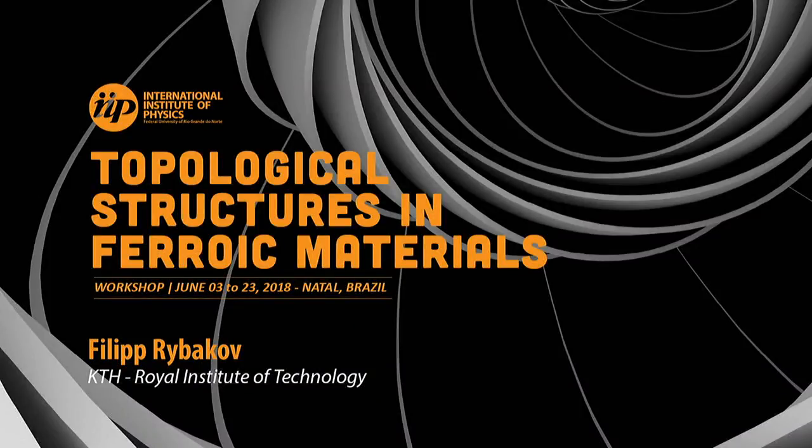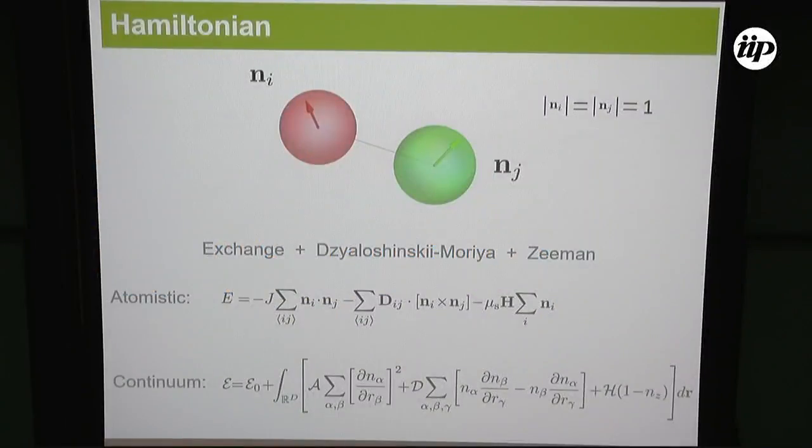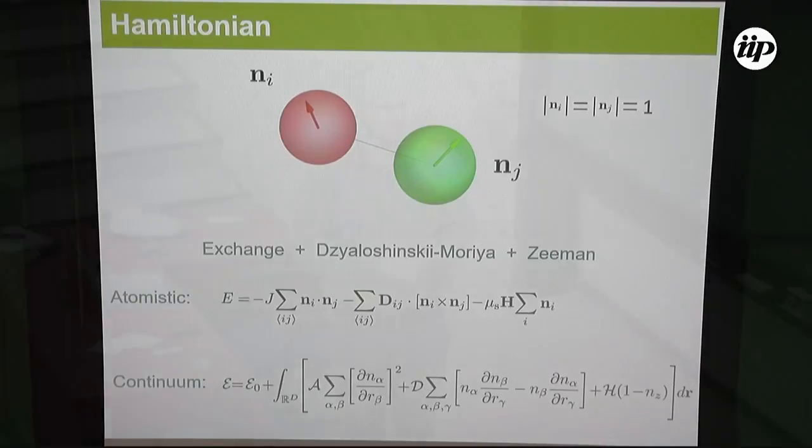Yeah, I suppose it will be better to start immediately from the Hamiltonian. My talk will be about chiral magnets. And this Hamiltonian is the most basic Hamiltonian to describe the physics of magnetic textures in chiral magnets.